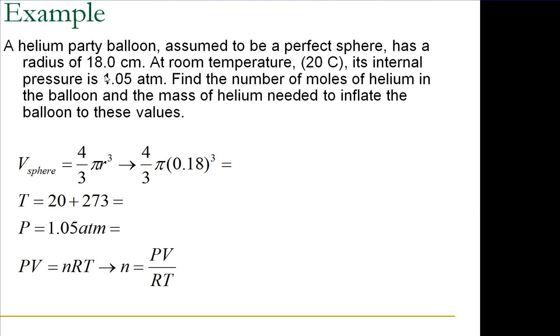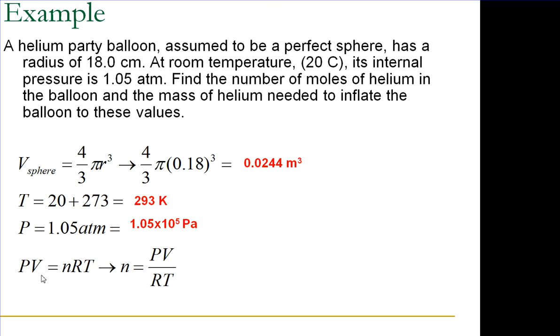We're going to use that in some of our problems. For example, suppose I have a helium balloon that's a perfect sphere, and it has a radius of 18 centimeters. The first thing I'm going to do is find the volume of that sphere, which is 4/3 pi r cubed. At room temperature, or 20 Celsius, its internal pressure is 1.05 atmospheres. Find the number of moles of helium in the balloon and the mass to inflate it to these values. After I find the volume, I need to find the temperature, so I must convert to kelvins. So 20 plus 273 is 293. Now 1.05 atmospheres is 1.05 times 10 to the 5th pascals. You have to do that conversion.